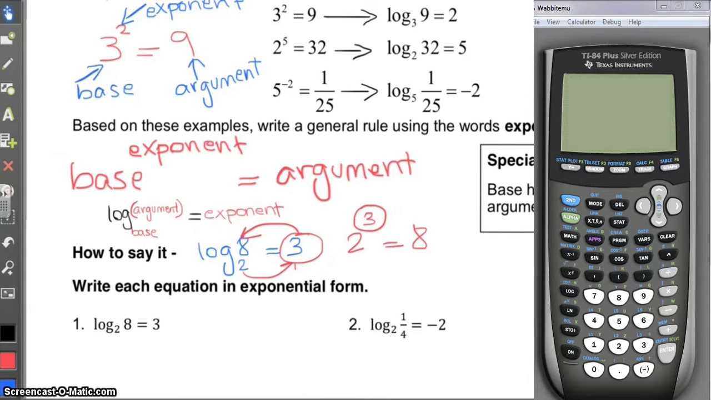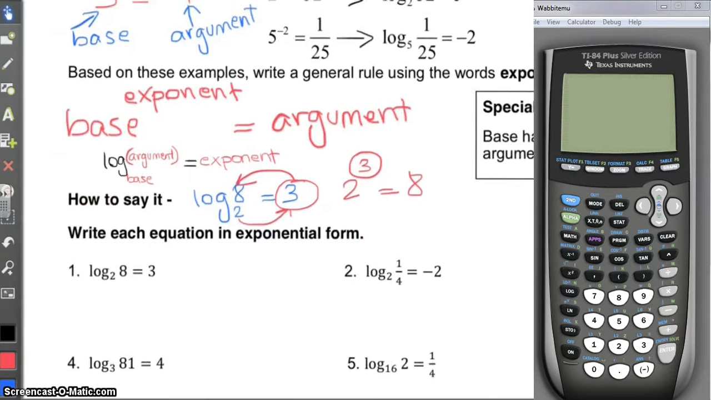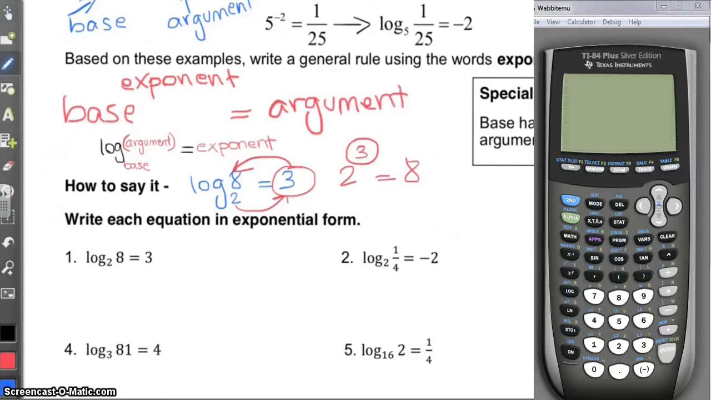Write each equation in exponential form. Now, how can you write this as exponential form? Remember, 2 to the power 3 is equal to 8. So this is one way to write it. Now let's move on to the other one.